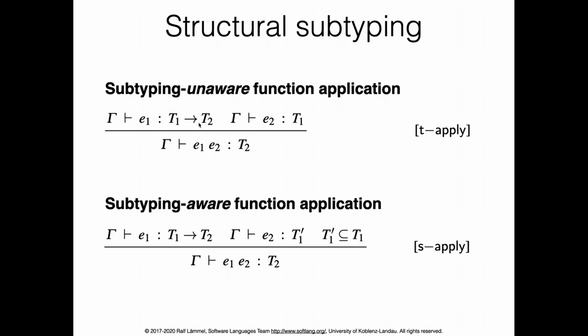So E1 is of a function type, E2 is an appropriate argument type. Now here, E1 is still of a function type, E2 is of some type T1 prime, and it doesn't need to be the same as T1. It doesn't need to be the same as the argument type of the function. It only needs to be a subtype of that argument type. And of course, we also have the reflexive situation here, so it can also be the same. Okay.